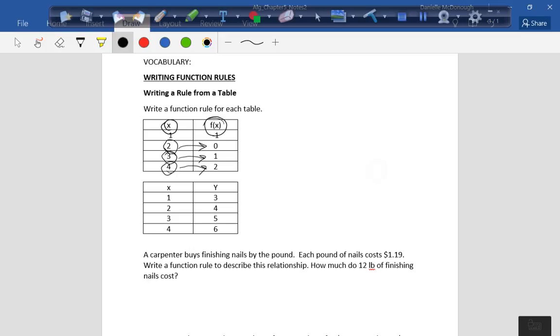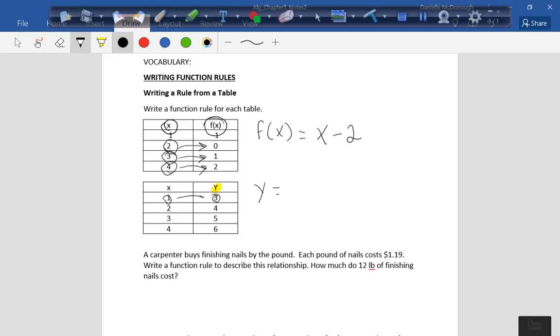And so, as you can see there, your f of x is equal to your x minus 2. And so that would be our function rule for that particular table. If you notice this one right here, instead of f of x, it's y. And so when we write this one, it's going to be y equals. And again, we want to ask ourselves, what are we doing to x to get to y?